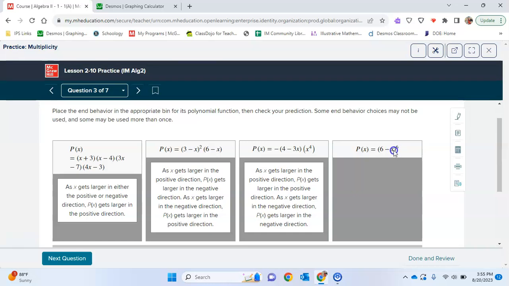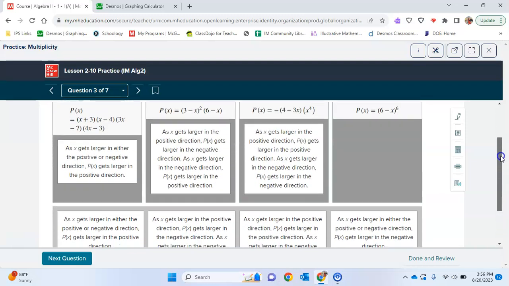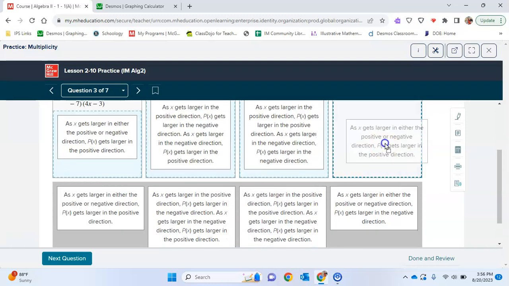When you multiply anything times itself 6 times, you're always going to get a positive answer. So you get x to the 6th power. Because it's even, it's both hands up or both hands down. Because it's positive, it's both hands up. So it's the same answer as the first one.